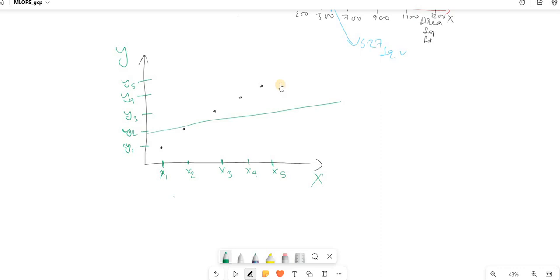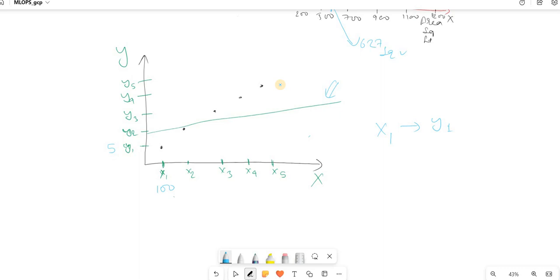Now I'm saying that this line is the best line. How would I decide whether it's the best or not? I will try to calculate the difference from the actual data points to that line. For the point x1, my actual observation is y1. Let's suppose I have a house of 100 square feet, for which 5 lakh is the price already given.